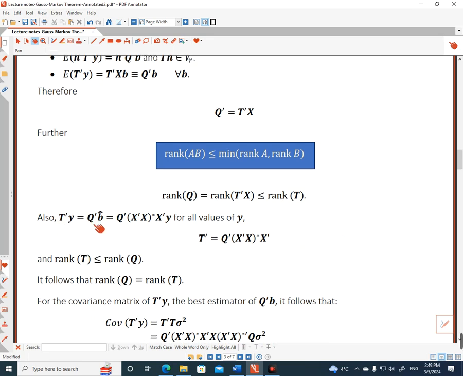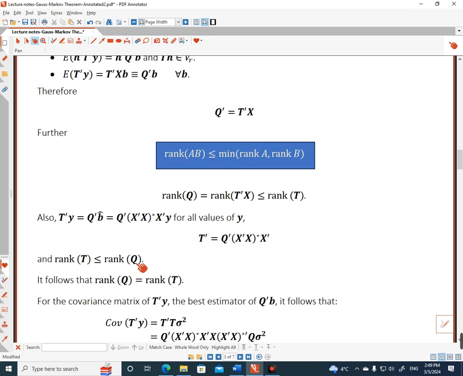T prime Y is indeed Q prime B hat, and if you replace B hat, then it is equal to Q prime X generalized inverse X prime Y. So we can conclude that T prime is equal to this coefficient of the observation. So T prime is equal to this, and exactly in a similar fashion as above, we can decide that the rank of T is smaller than the rank of Q.